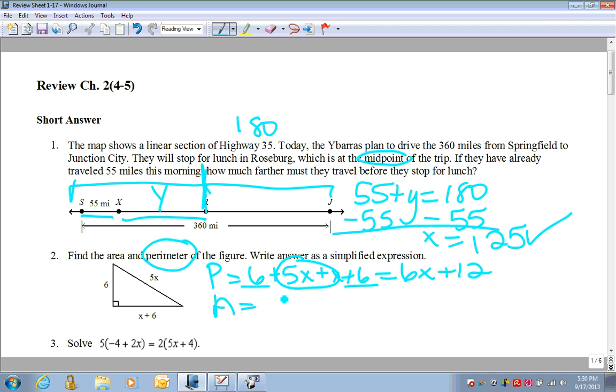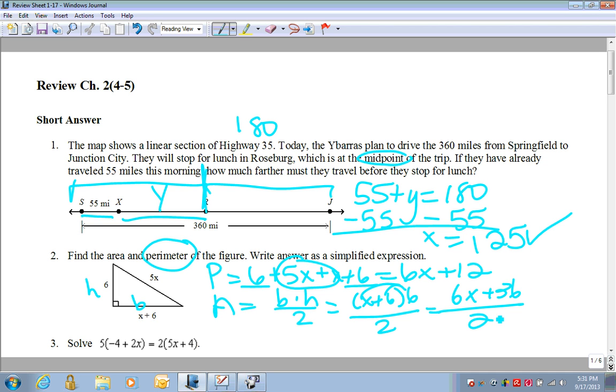Area of a triangle is base times height divided by 2. My base is x plus 6. My height is 6. This is the base. This is the height. And divide by 2. I need to distribute. Even though the 6 is at the back, I'm still going to distribute: 6x plus 36 divided by 2. Now, since this 2 can go into 6 and 36, I'm going to reduce both of those, and I get 3x plus 18.